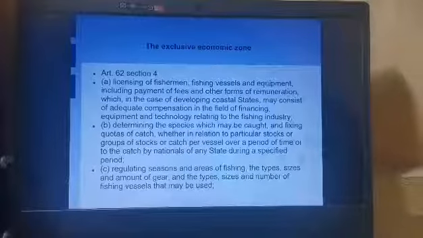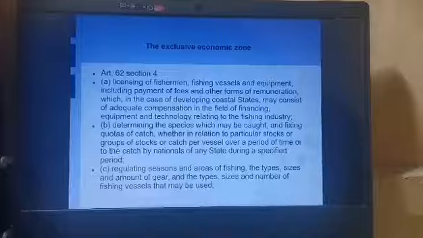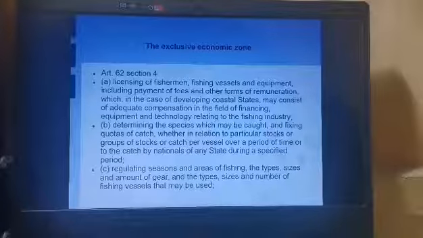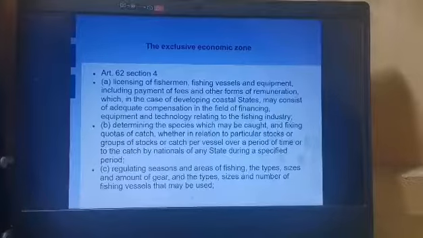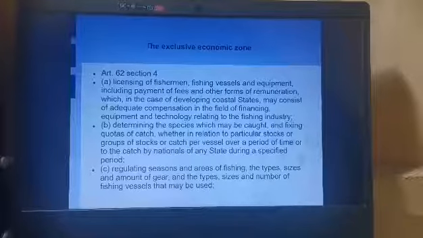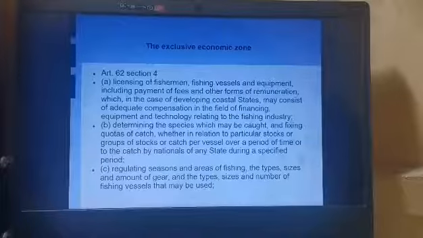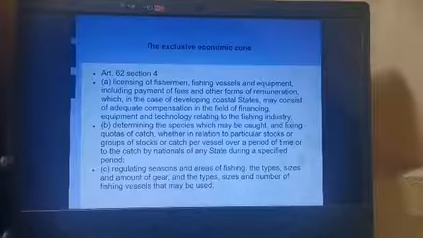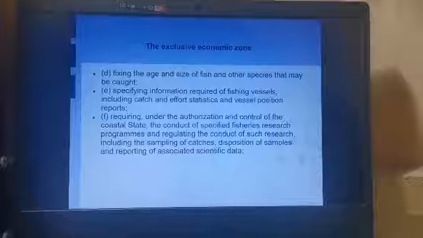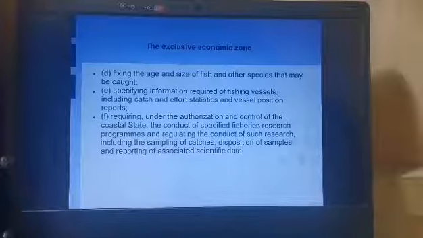B. Determining the species which may be caught, and fixing quotas of catch, whether in relation to particular stocks or groups of stocks or catch per vessel over a period of time, or to the catch by nationals of any state during a specific period. C. Regulating seasons and areas of fishing and the types, sizes, and amount of gear and the types, sizes, and number of fishing vessels that may be used. D. Fixing the age and size of fish and other species that may be caught.